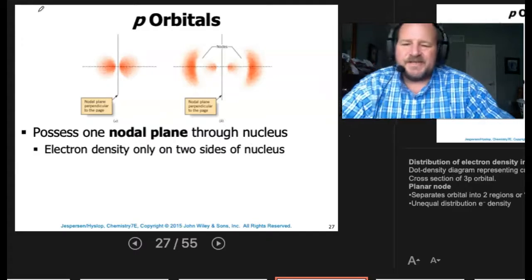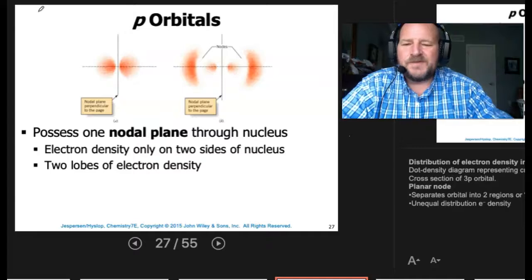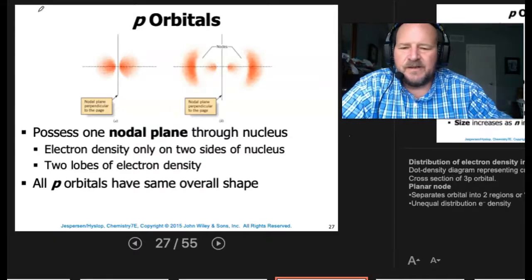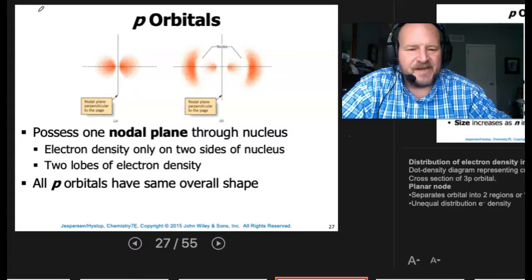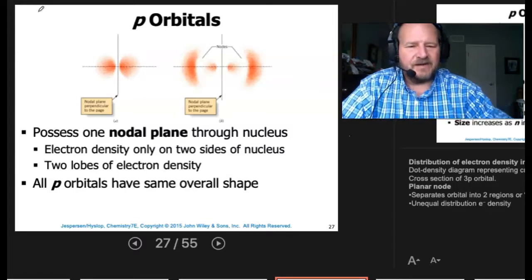All right, so electron density is on both sides of the nucleus, which means now we have what's called two lobes of electron density. All p orbitals are going to have that same overall shape. And of course, now I'm going to put it in 3 dimensions, so I'm going to wrap it around.